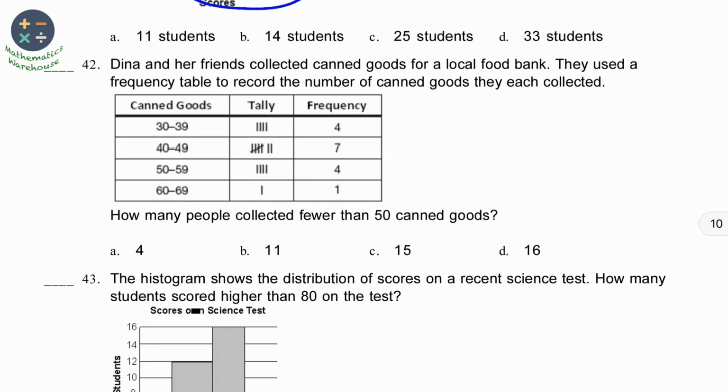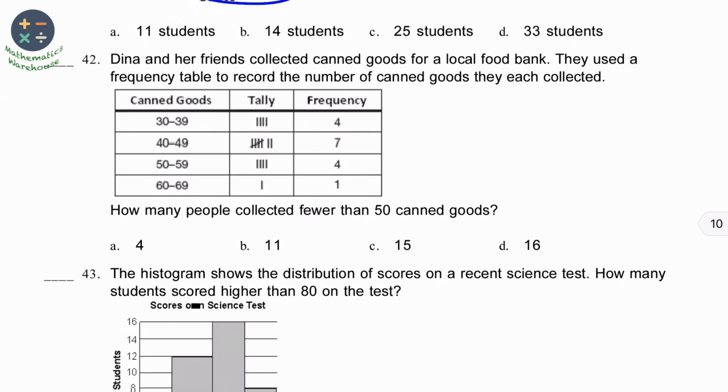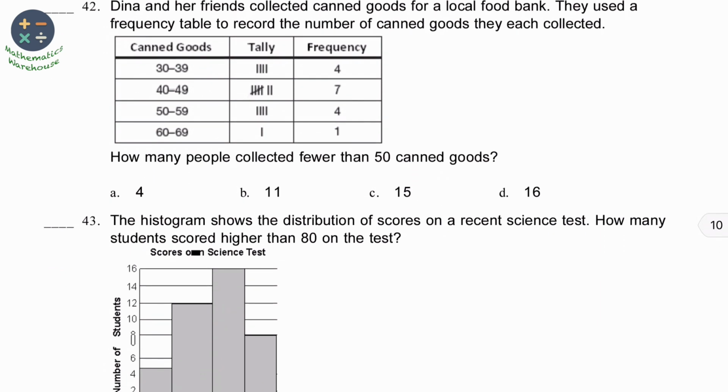Dina and her friends collected canned goods for a local food bank. They used a frequency table to record the number of canned goods they each collected. How many people collected fewer than 50 canned goods? Here we have fewer than 50, because here is the start of 50, so it's 4 plus 7 equals 11. The answer is B.